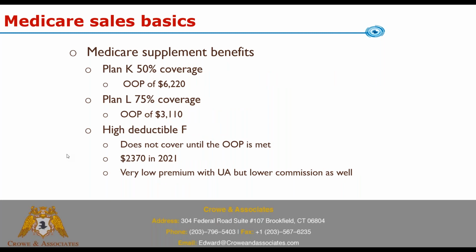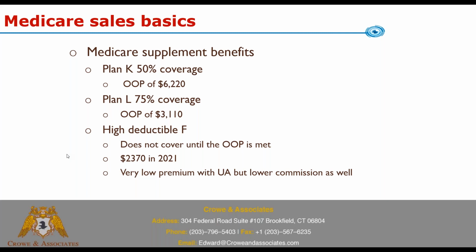Okay, supplements you don't see sold as much, but they're good plans. In a minute I'll tell you why they don't get sold quite as much, but Plan K, for example, is usually very inexpensive. In a lot of states, AARP offers a Plan K for like $60 a month, so it's a great deal. It covers 50% of what Medicare doesn't.